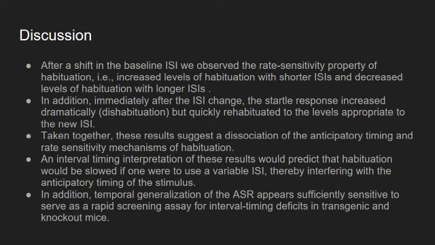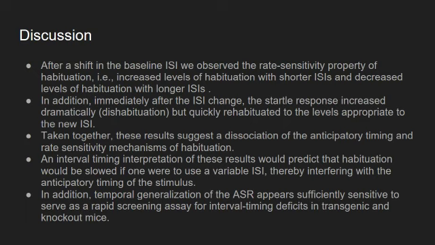These results suggest a dissociation of the anticipatory timing and the rate sensitivity mechanism of habituation. Interval timing interpretations of these results would predict that habituation would be slowed if one were to use a variable interstimulus interval, thereby interfering with the anticipatory timing of the stimulus. In addition, temporal generalization of the ASR appears sufficiently sensitive to serve as a rapid screening assay for interval timing deficit in transgenic and knockout mice.